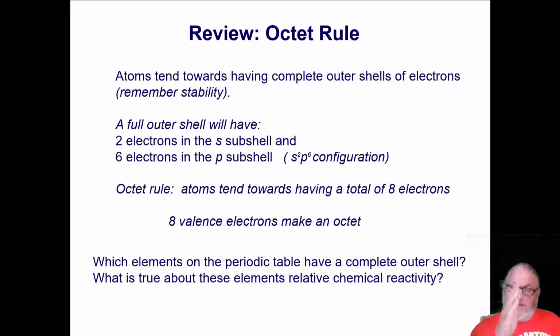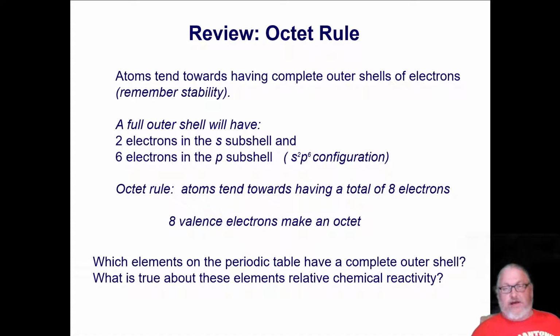And in the periodic table, the complete outer shell is what group? Of course, group 18, the noble gases. So, a full outer shell will have 2 electrons in the s subshell, and 6 electrons in the p subshell. Each of those 3 p orbitals will have 2 electrons, and that one s orbital will also have 2 electrons. 6 plus 2 would be 8, right? The configuration would be s2p6.